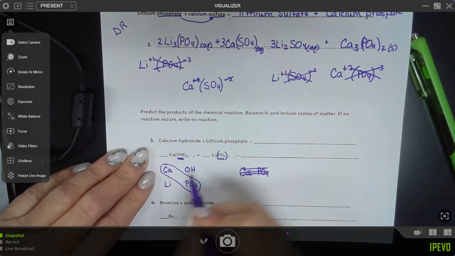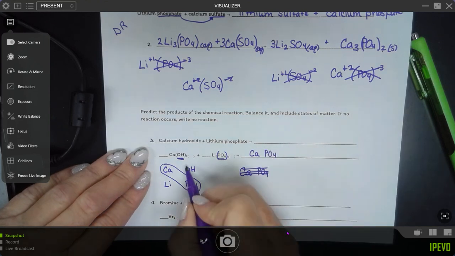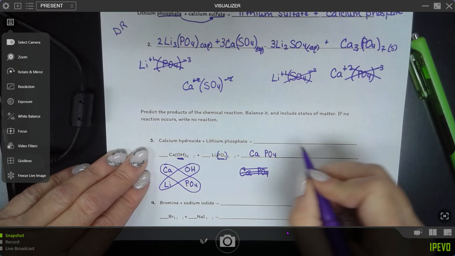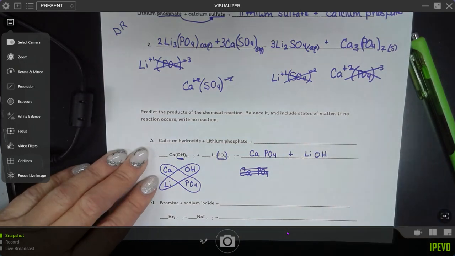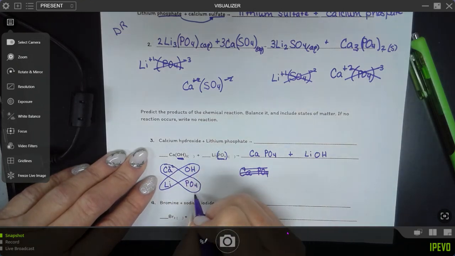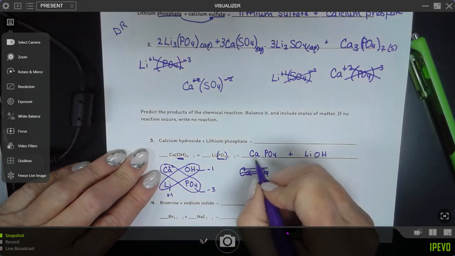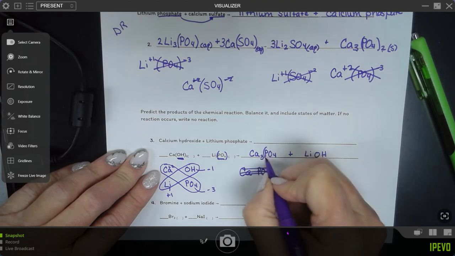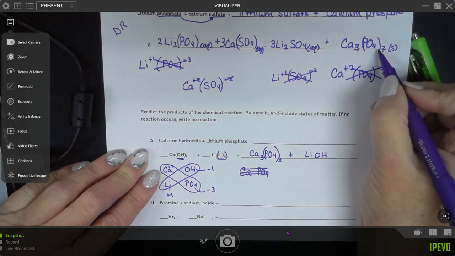So my compound over here is going to be calcium phosphate, and my second compound is going to be lithium hydroxide. Now, the problem with that is we have to crisscross charges. Okay, so calcium is +2, phosphate is -3, hydroxide is on the back of your table, it's -1, and lithium is +1. All right, so that means calcium phosphate is going to be Ca3(PO4)2.